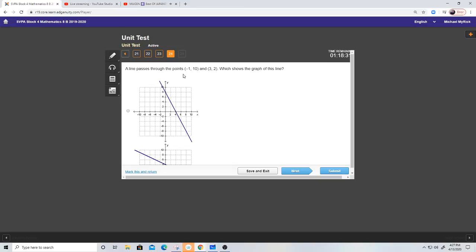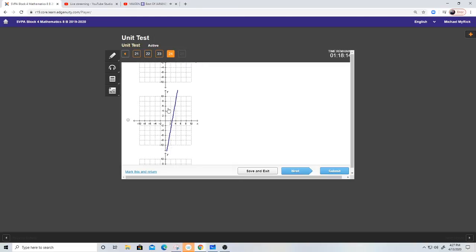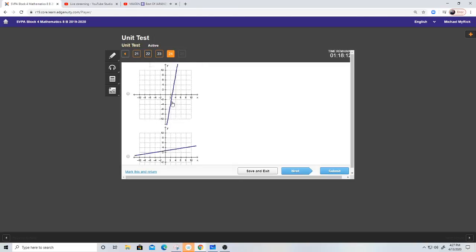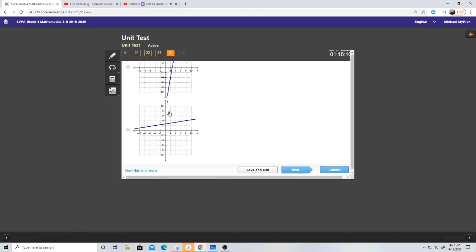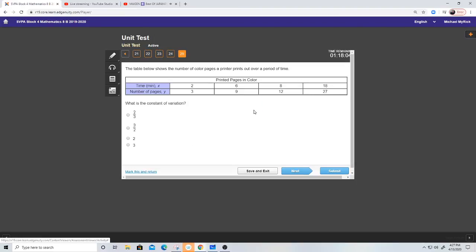Alright, the line passes through the points (-1, 10) and (3, -2), which shows the line of this graph. Another easy one, see -1, 10. Alright, so it meets, that's good. 3, -2. I already like this one. This graph doesn't even hit -10. That was what they call in the business a softball. Last question before we get this 100.